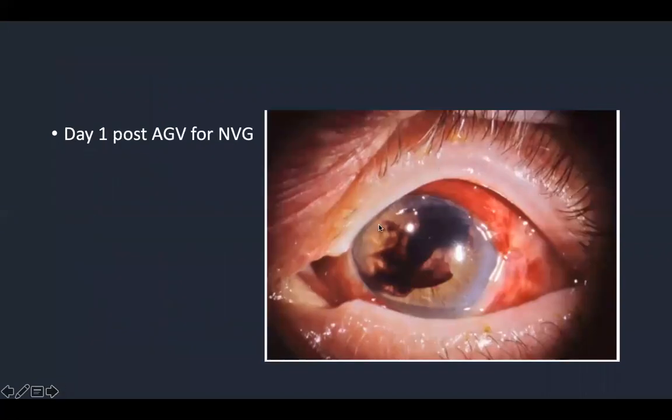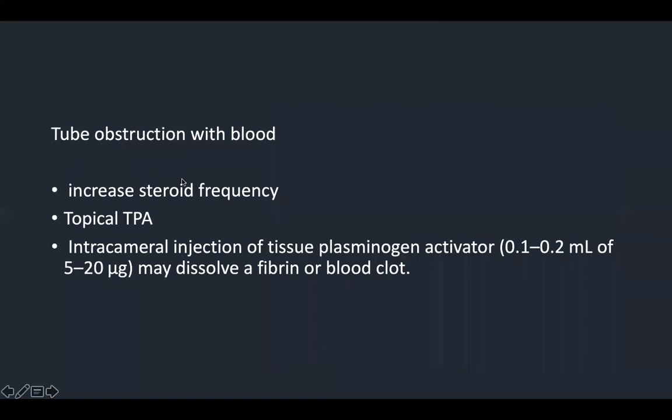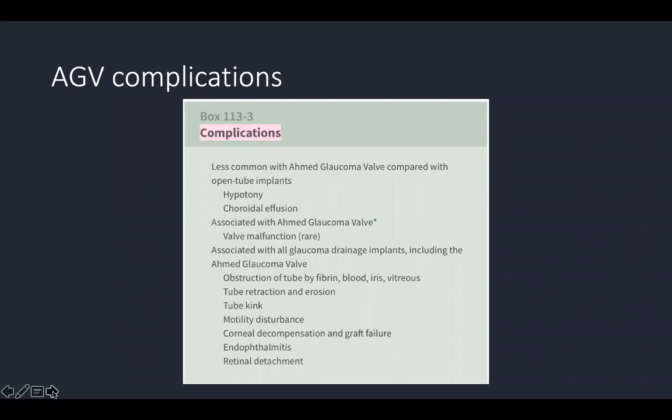The tube can be blocked. Those are the post-tube complications, because we didn't discuss them before. The tube can be blocked by fibrin, by blood, and by vitreous sometimes if there is vitreous. And this case is blocked by blood, as you can see. It's very common in neovascular glaucoma. So what to do? You can increase the steroid frequency, topical TPA, or even intracameral TPA. Those are the tube complications, if you'd like to have some complications just as enumeration. And I think this is the last slide.